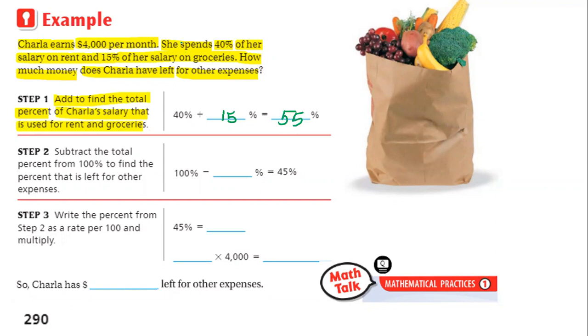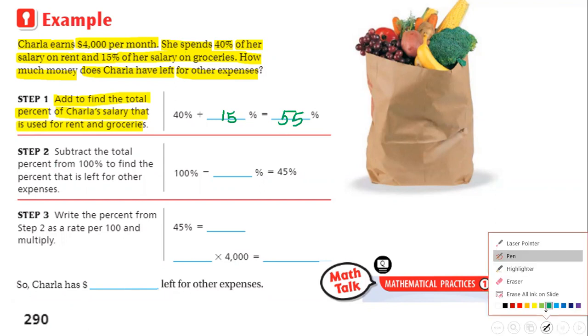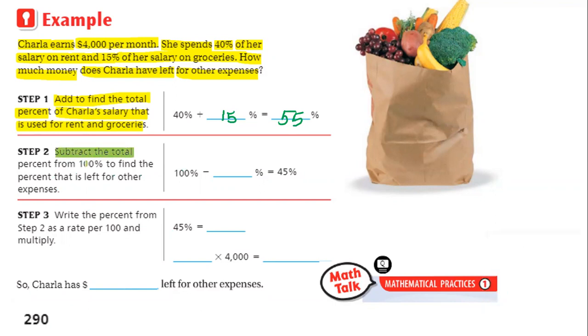Thank you. Abdulaziz, step 2. Subtract the total percent from 100% to find the percent that is left for other expenses. Abdulaziz, I'm gonna subtract 55 from 100, so the answer is 45. His answer is right.